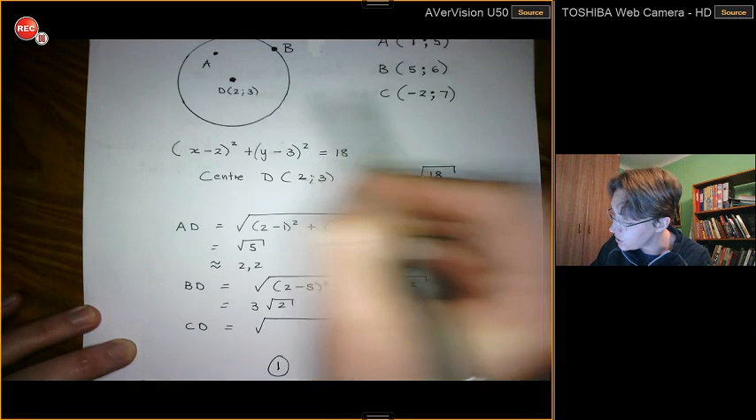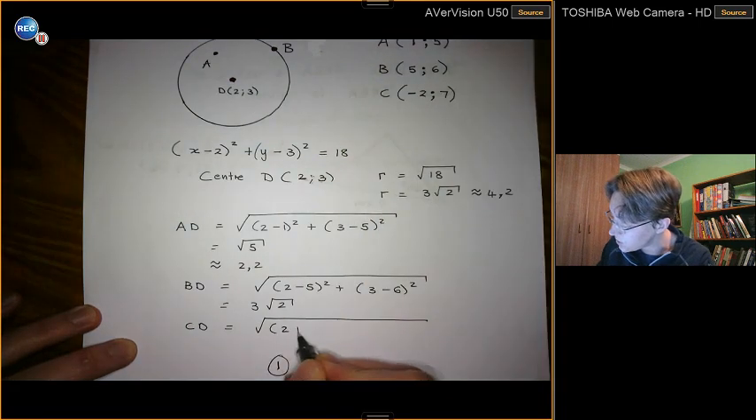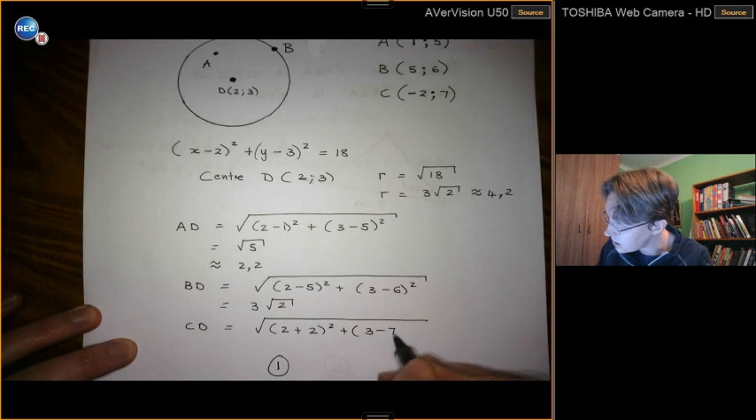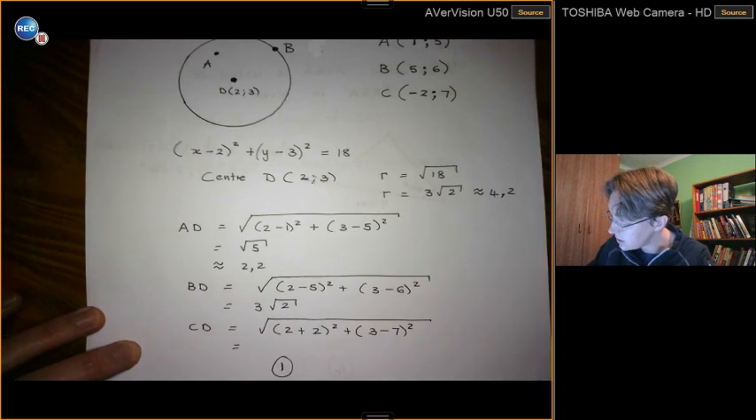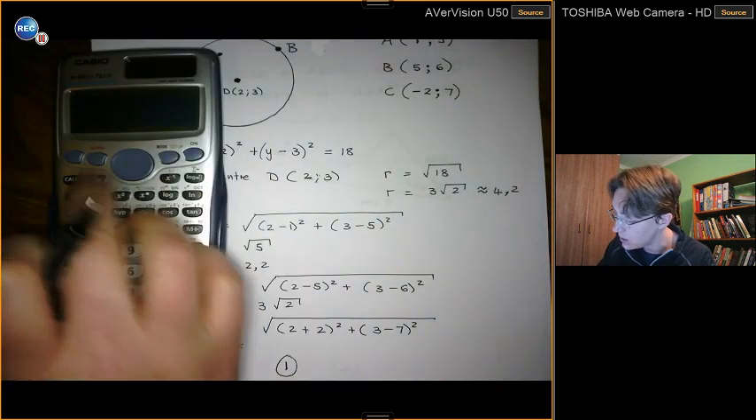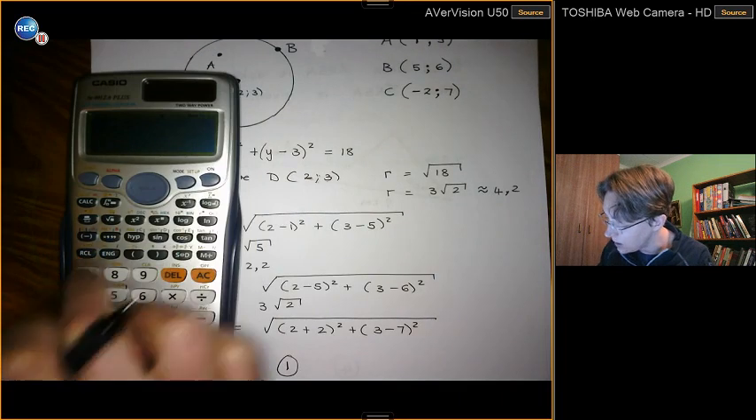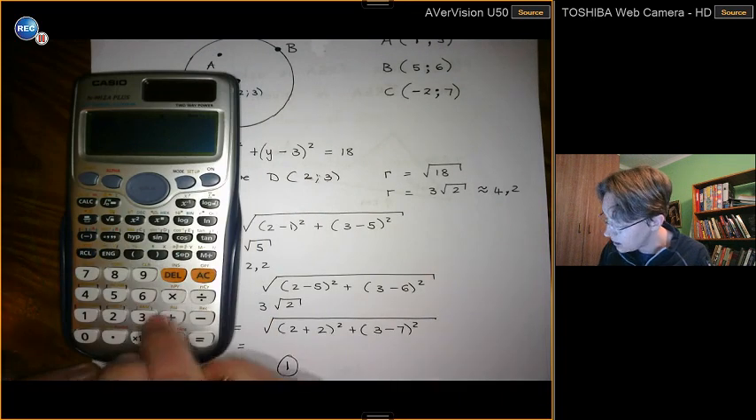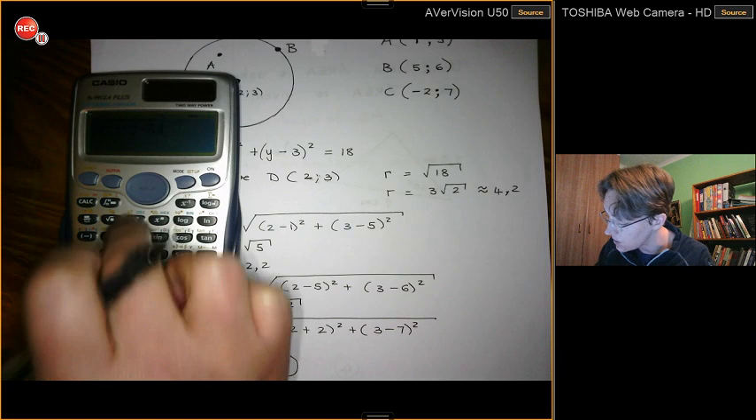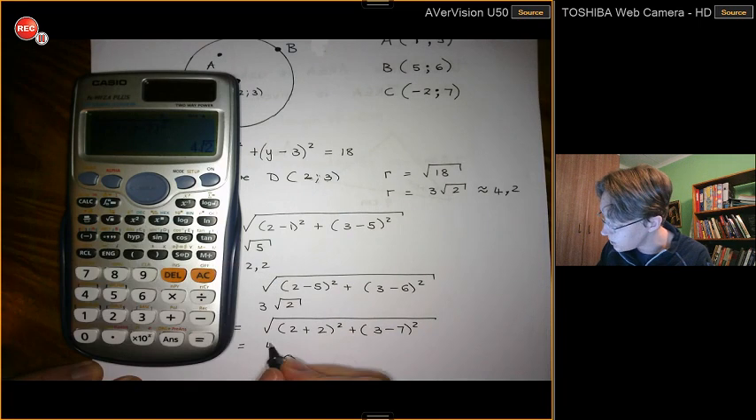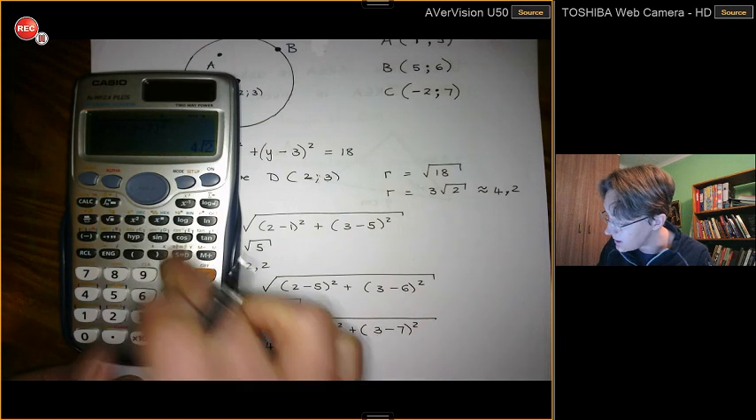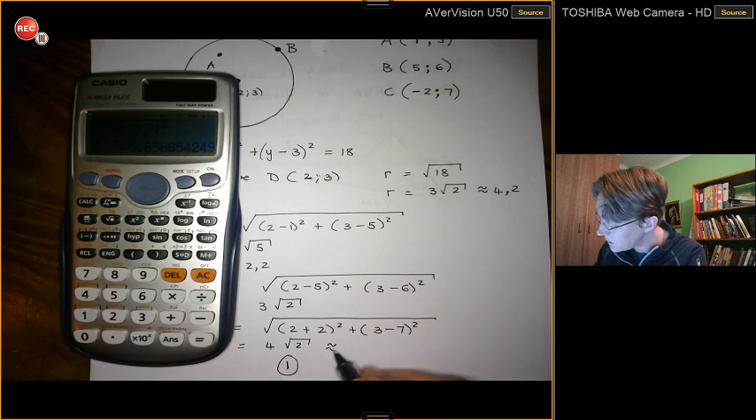And that's going to be 2 minus minus 2, so 2 plus 2 squared, plus 3 minus 7 squared. So it's going to be 4 squared plus 3 minus 7 squared, and that's going to give me 4 square root 2, which if I press the SD button so we can compare properly, is going to give me 5,7.